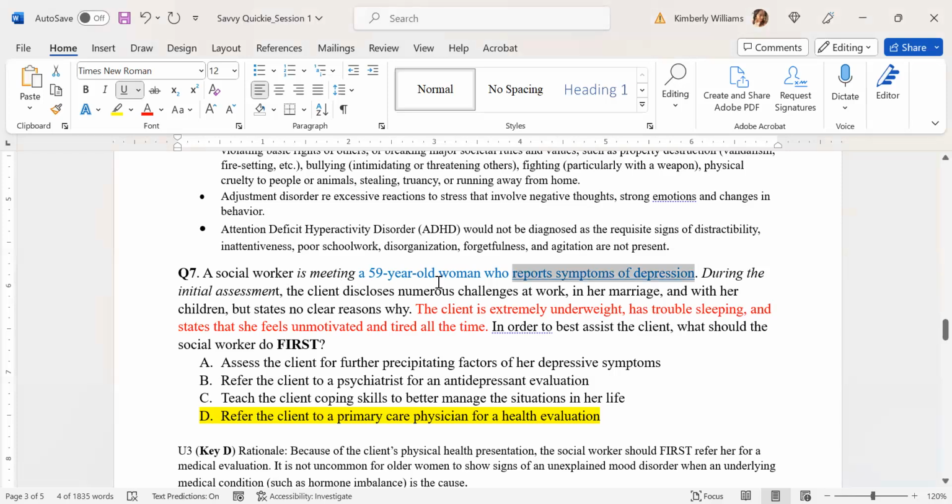I tell people you consider the situation, but you focus on the priority problem, which is the red statement, which is why I put it in red to remind you that this is what it is. So on the exam, make sure you're highlighting the priority problem so that you can go back after you pick your answer and match it and say, okay, is referring the client to a primary care physician for a health evaluation the first or most important thing I'm going to do, being that she's feeling tired, extremely underweight, all of that? Yes, and you match it up like that.